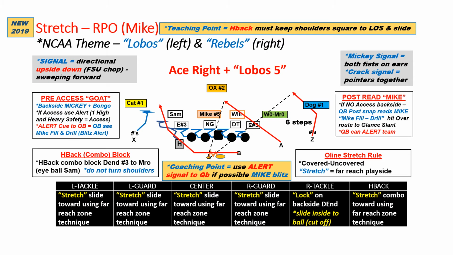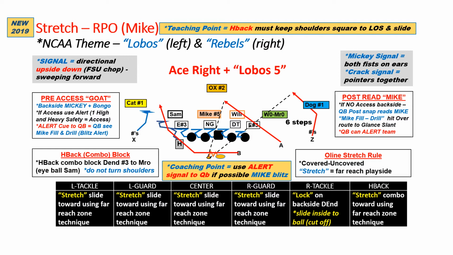All right, so our first basic stretch RPO, again, we don't say anything, we're always running towards the front side, which is towards the H. So we're going to outside zone this all to the left. The theme here is NCA, so we use Lobos to the left. The read key on all of our outside run becomes actually the Mike backer run through to the play side.